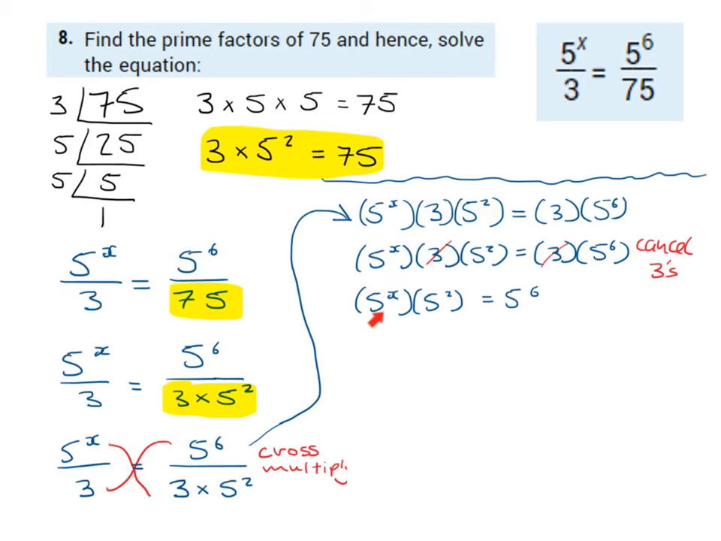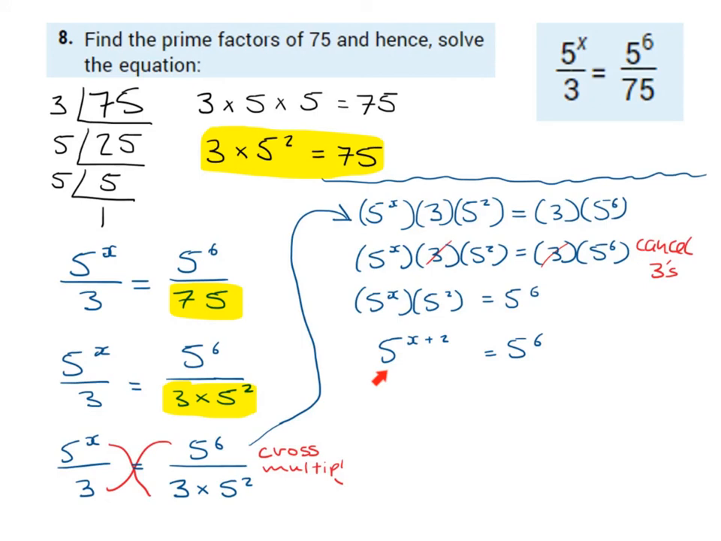So I have 5 to the power of x multiplied by 5 squared is equal to 5 to the power of 6. So ultimately what I want is 5 to the power of something on the left equal to 5 to the power of something on the right, so that I can cancel out the 5's and solve for x, get the x on its own. So 5 to the power of x times 5 squared, multiplying powers with the same base, we add the powers. So I get 5 to the power of x plus 2, and that's still equal to 5 to the power of 6.